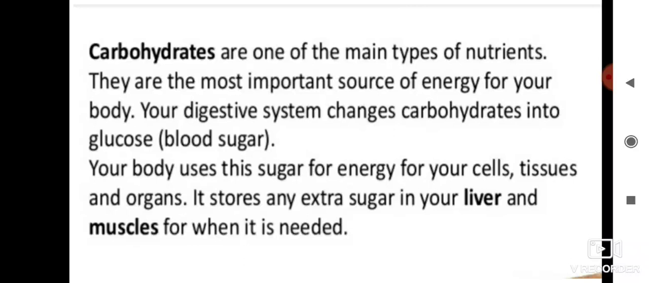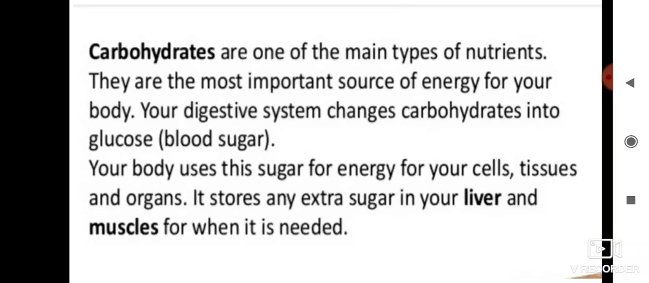Basically, carbohydrates are of three types: simple sugar, starch and cellulose. I will tell you about the different types of carbohydrates and how they are useful. So what is carbohydrate? Carbohydrate is a type of nutrient which provides energy to our body.